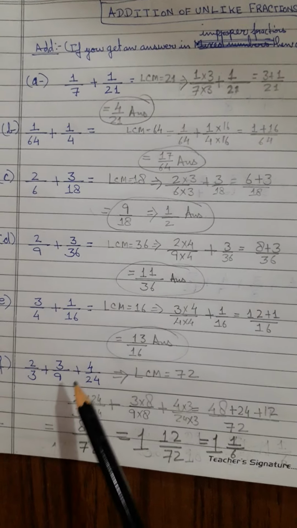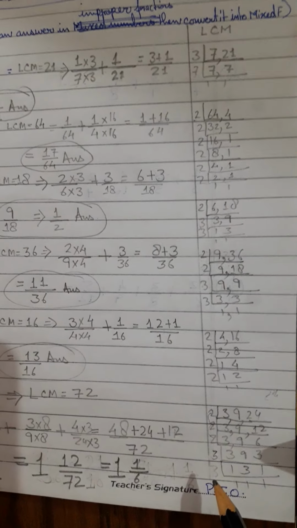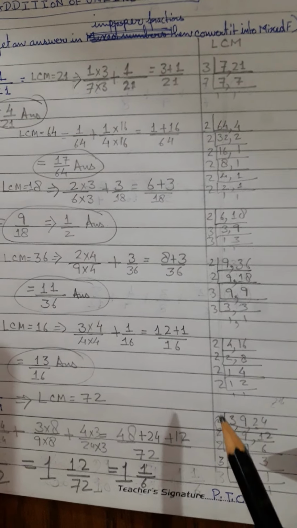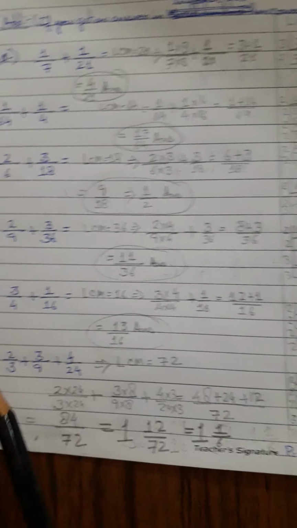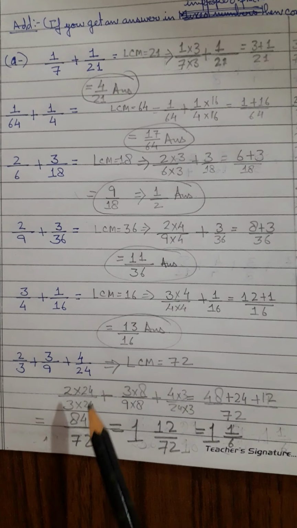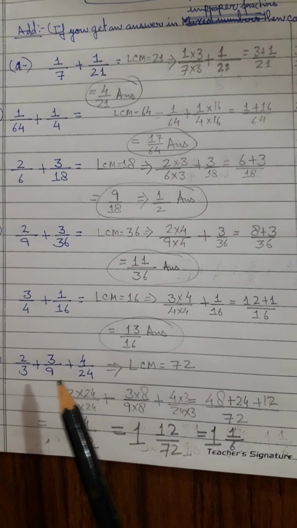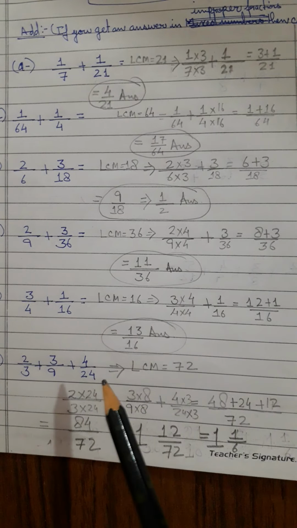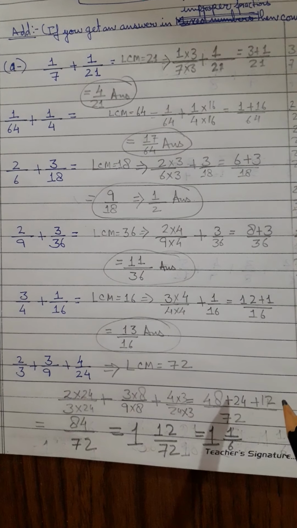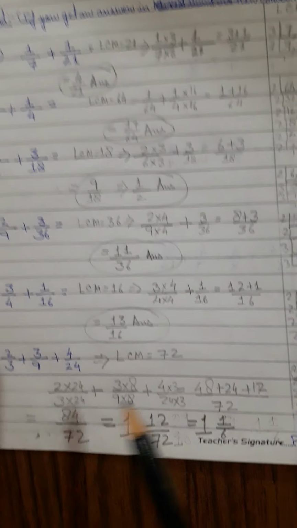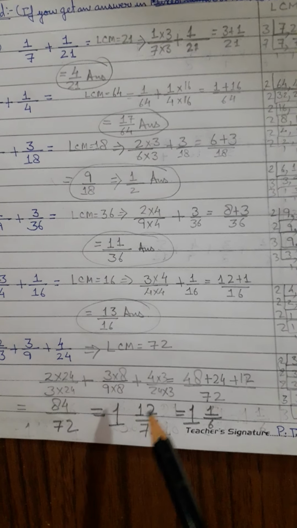Now look at this, 3, 9 and 24. Again use the long division method. Dividing first and then multiplying, and you'll get the LCM. Now this one, 3 into 24 will give you a 72. So you have to multiply the numerator also. 9 into 8, so you have to multiply the numerator also. And 24 into 3, so you have to multiply. So 48 plus 24 plus 12, it will give you 84 over 72, and you have to turn it into a mixed number. So 1, 12 over 72.